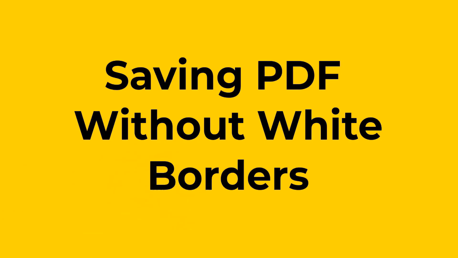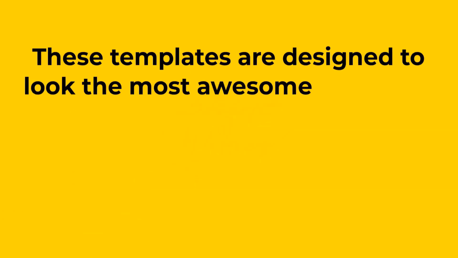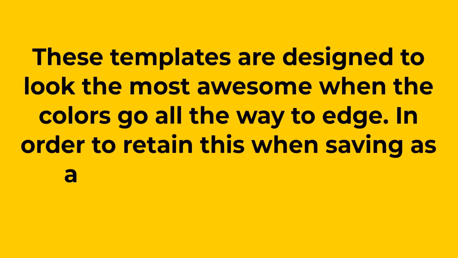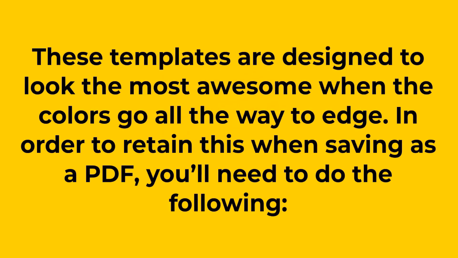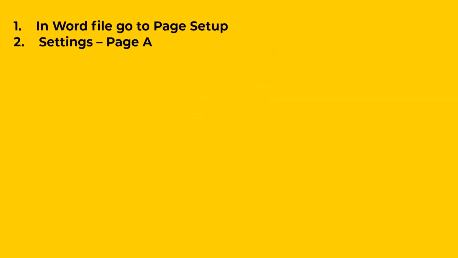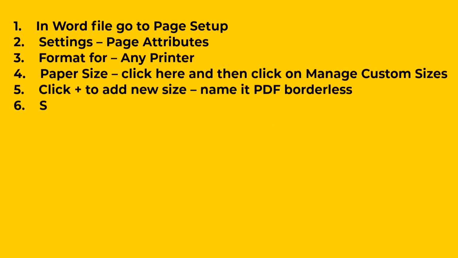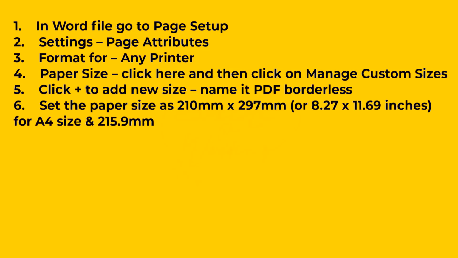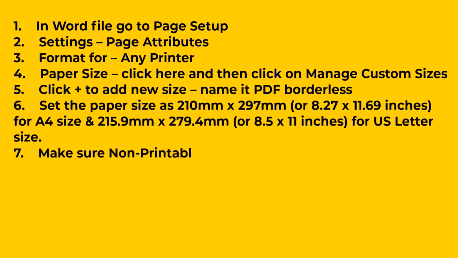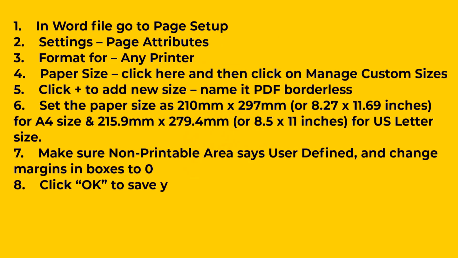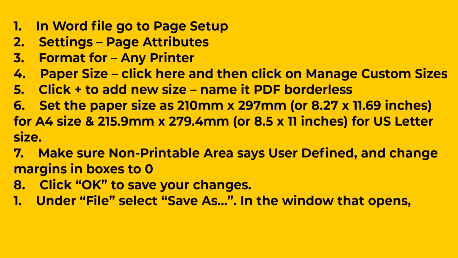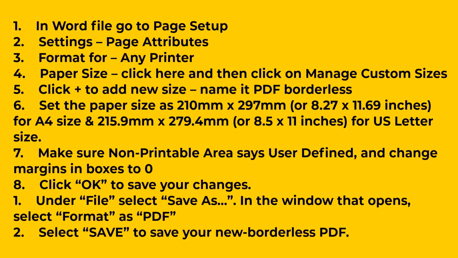Saving PDF without white borders. These templates are designed to look the most awesome when the colors go all the way to the edge. In order to retain this when saving as a PDF, you'll need to do the following. 1. In Word file, go to Page Setup. 2. Settings, Page Attributes. 3. Format for any printer. 4. Paper size, click here and then click on Manage Custom Sizes. 5. Click to add new size, name it PDF border less.